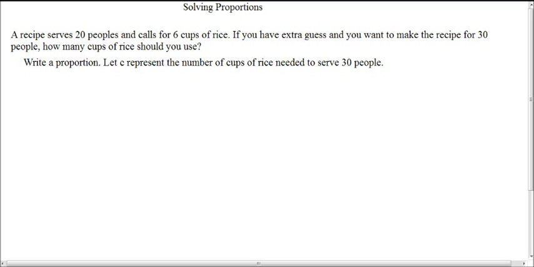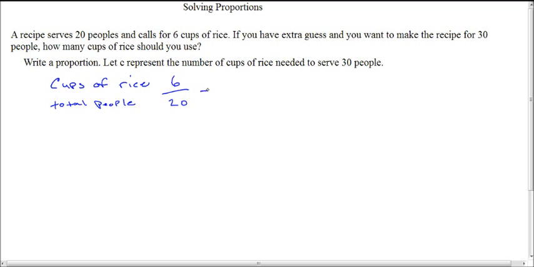So again, just like before, we want to write a proportion, and let C represent the number of cups of rice needed to serve the 30 people. Well, look at it like this. You have cups of rice, and we have 6. That's our original. And the total people that it serves, we know, is 20.